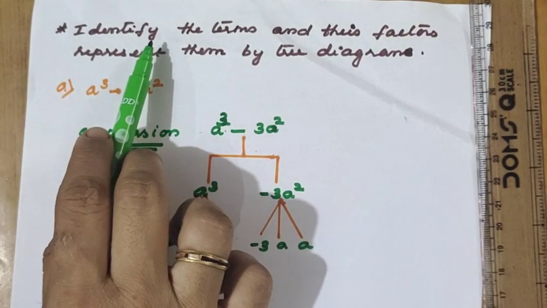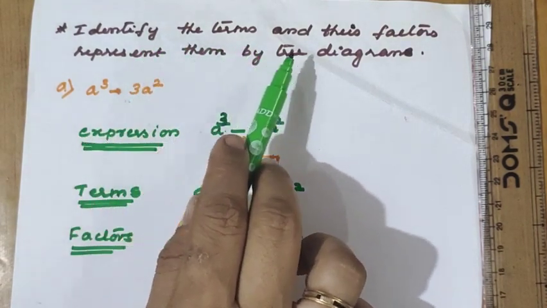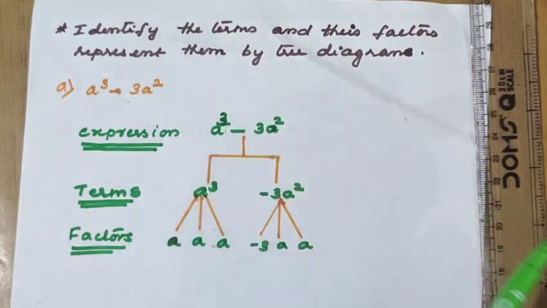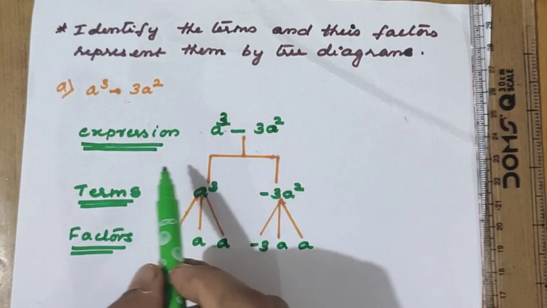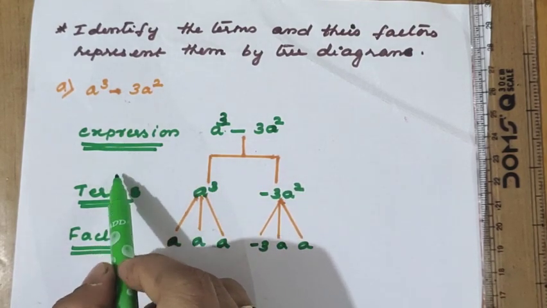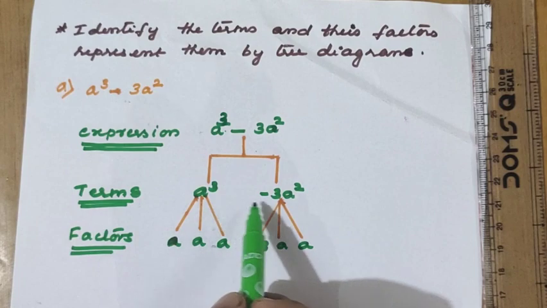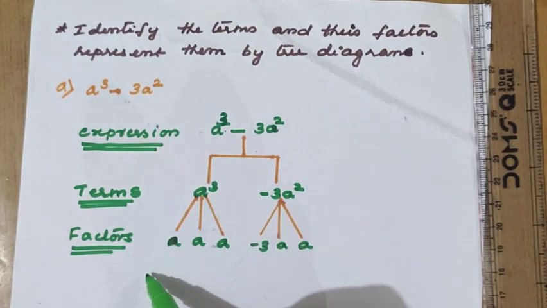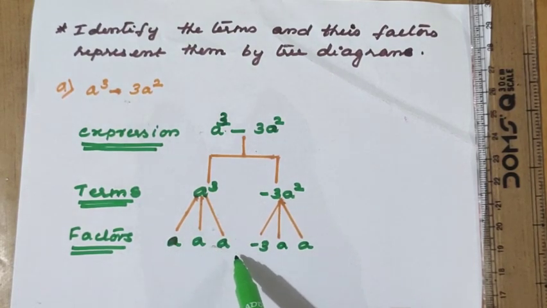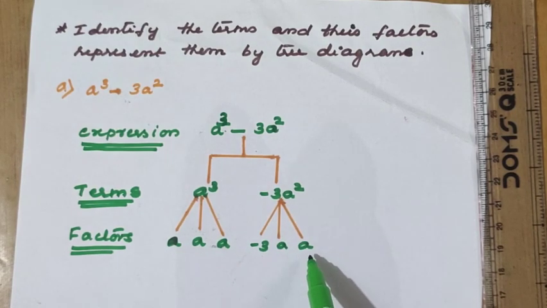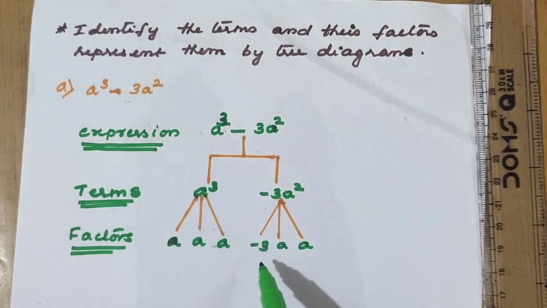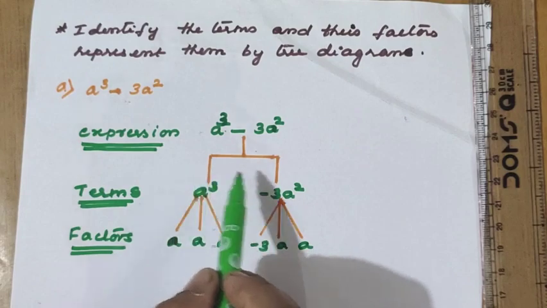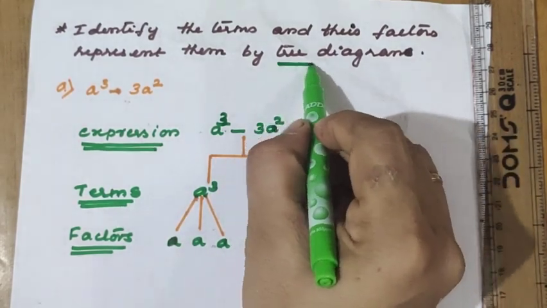So what was the question for us? Identify the terms and their factors and represent them by tree diagram. So the expression I have taken is a cube minus 3a square. Here I should write the names, label them properly. Terms: a cube and minus 3a square. Factors: they are a into a, and minus 3a square is minus 3a and a. So we have identified the terms and factors of the given expression, and we have to draw the lines like this for getting the tree diagram.